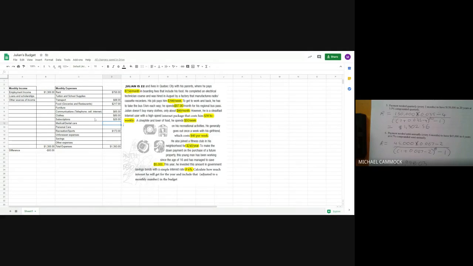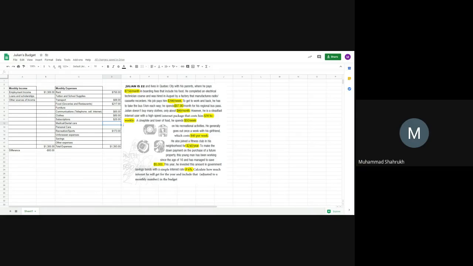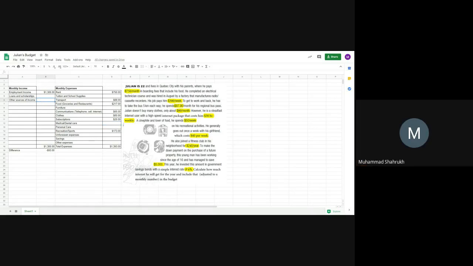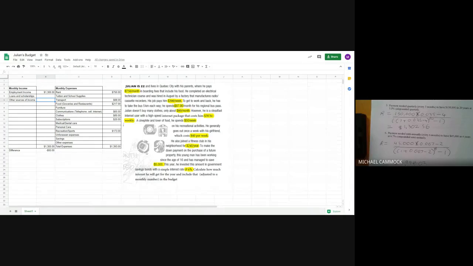Is that an expense or is that income? If it's interest that you're earning on your investment, is that income or an expense? Income? Absolutely. So let's put that in the other sources of income. So that's what I didn't do. Correct. But this is another step to do, right?